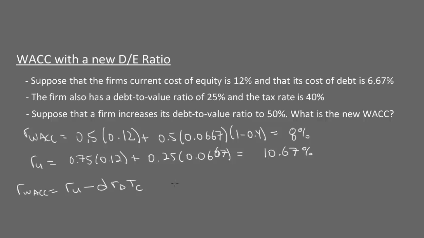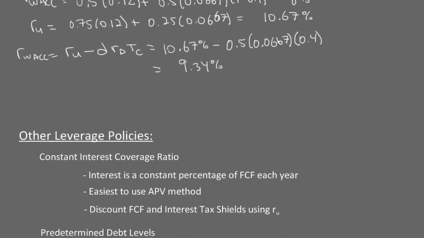And then what you do is you use the WACC formula as follows, which is RU minus D/V RD TC. And what we use is our old RU, our new debt to value ratio, and our RD and TC. So it would be 10.67% minus our new debt to value ratio multiplied by our RD multiplied by our tax rate. And that gives us 9.34%, which is higher than the 8% the wrong student calculated. And it's higher because we've increased the debt and therefore have taken on more leverage, so it makes sense that our WACC should increase.